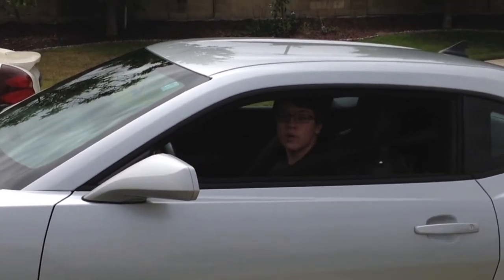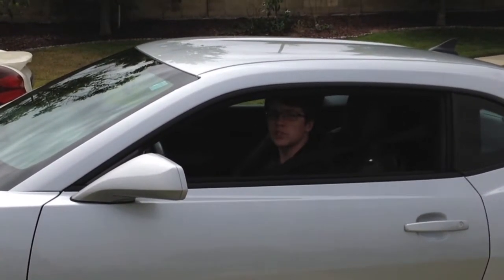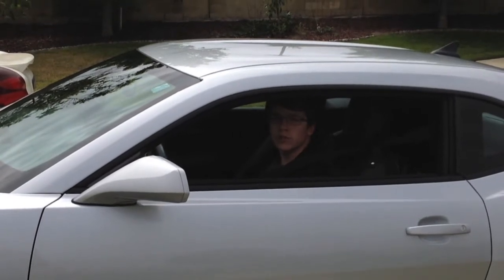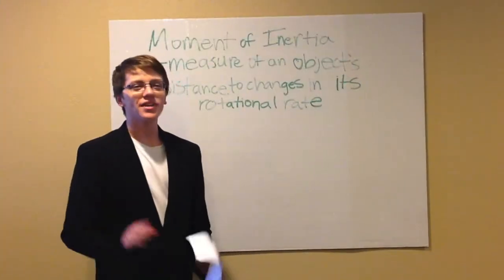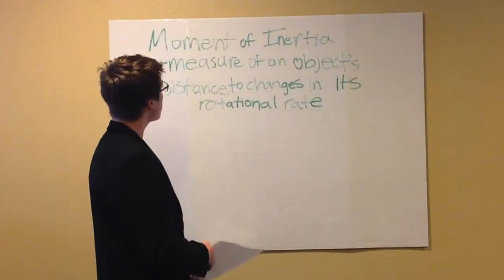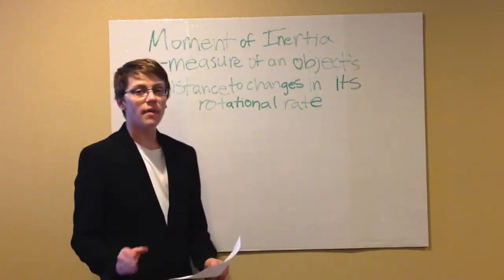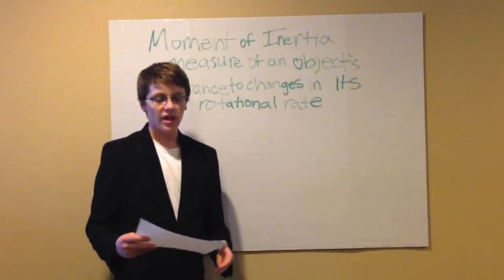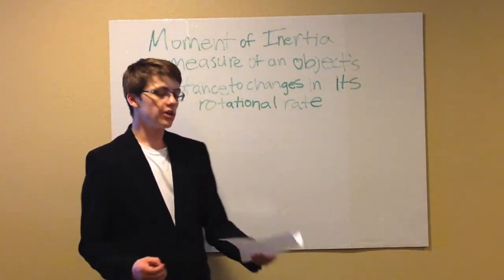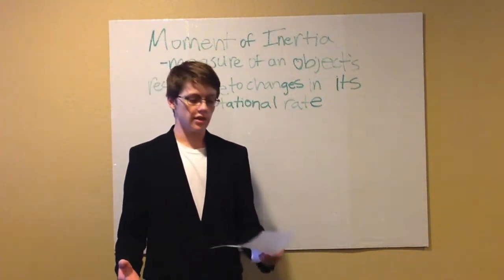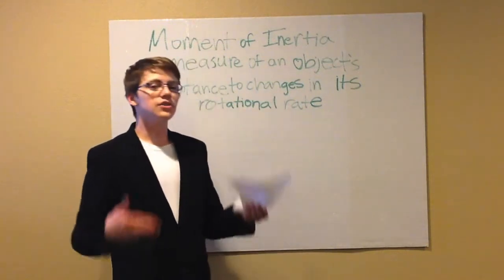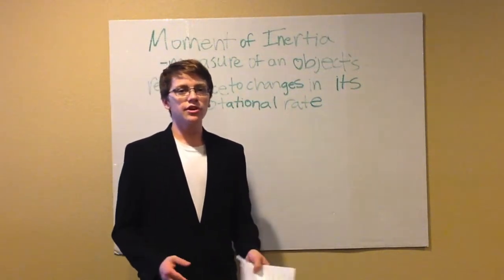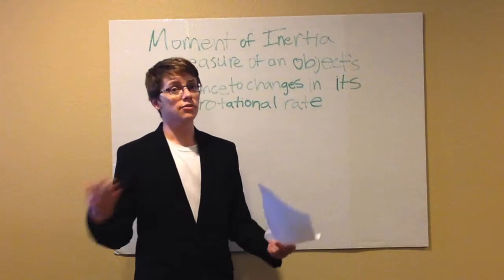I'm going to talk about moment of inertia, which is the measure of an object's resistance to changes in its rotational rate. Okay, today we are talking about moment of inertia, which is the measure of an object's resistance to changes in its rotational rate. This helps us determine the relationship between angular velocity and angular momentum. Also, it helps us determine the relation between torque and angular acceleration.